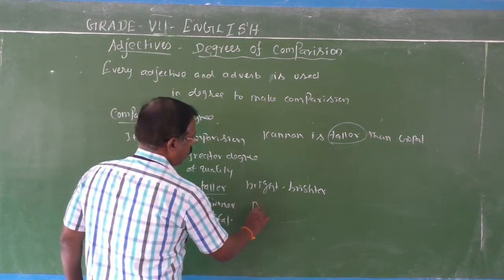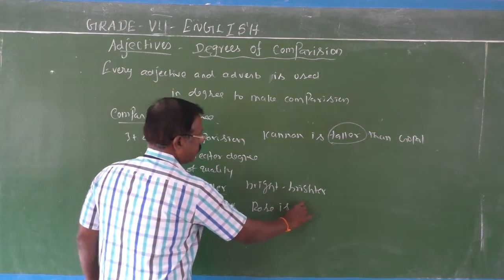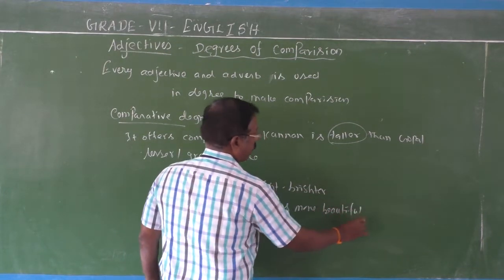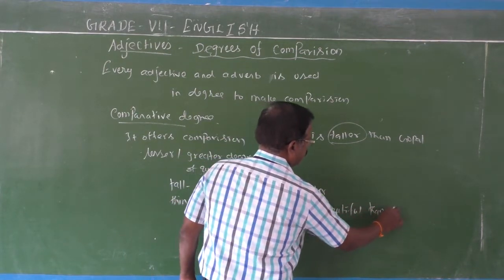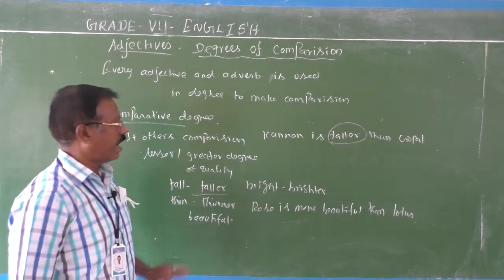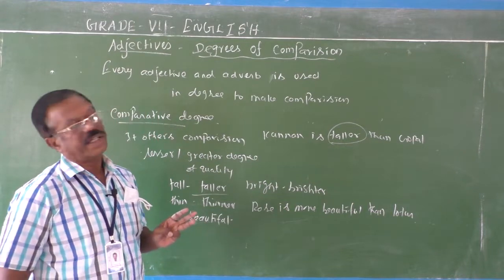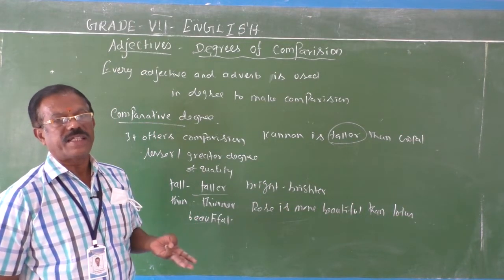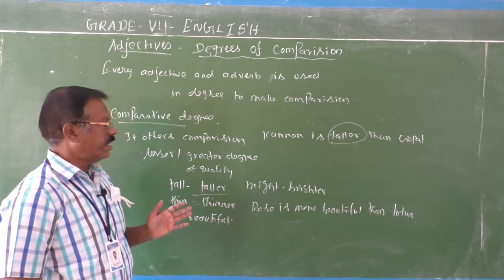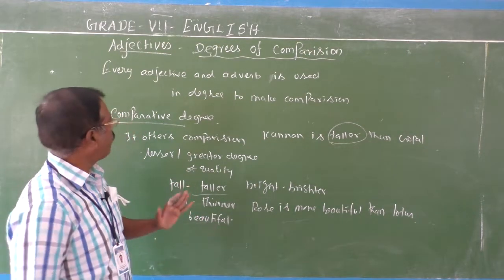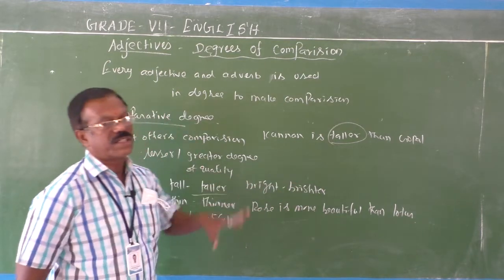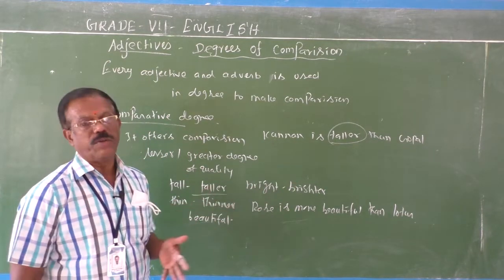Beautiful. See, Rose is more beautiful than Lotus. Go through the sentence. Rose is more beautiful than Lotus. So when an adjective has more than two syllables, then we have to form comparative degree by taking more before such adjectives. So, more beautiful.